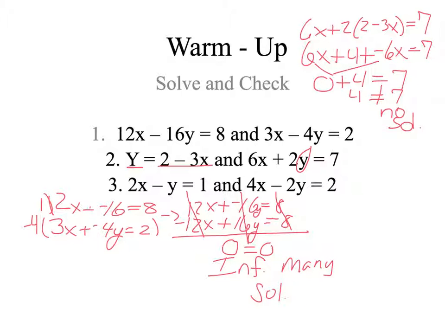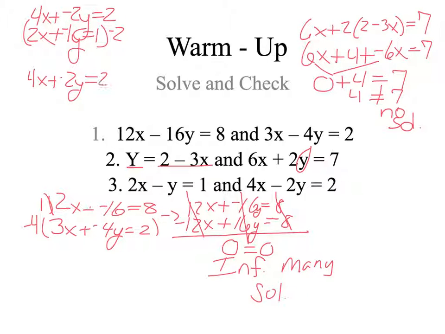Number 3, I'm going to set up using elimination again. So 4x plus negative 2y equals 2. And 2x plus negative 1y equals 1. Bottom equation, I'm going to multiply through by negative 2 in order to get everything to cancel. Top equation stays the same. Bottom equation becomes negative 4x plus 2y equaling negative 2.